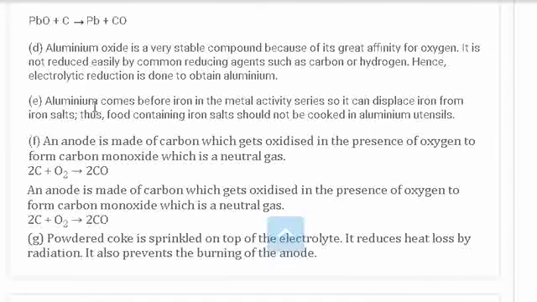The anode is made of carbon, which gets oxidized in the presence of oxygen to form carbon monoxide, which is a gas. 2C plus O2 gives 2CO. Next one is the powder coke.